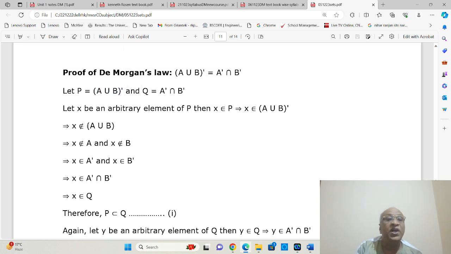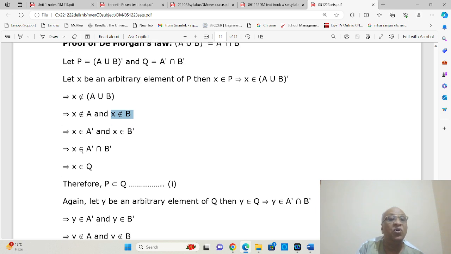If X belongs to (A union B) complement, X does not belong to A union B. If X does not belong to A union B, X does not belong to A and X does not belong to B. Here "and" is important. So it means X belongs to A complement and X belongs to B complement. It means X belongs to A complement intersection B complement.